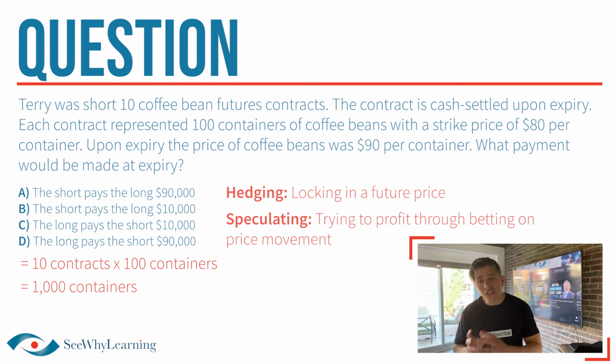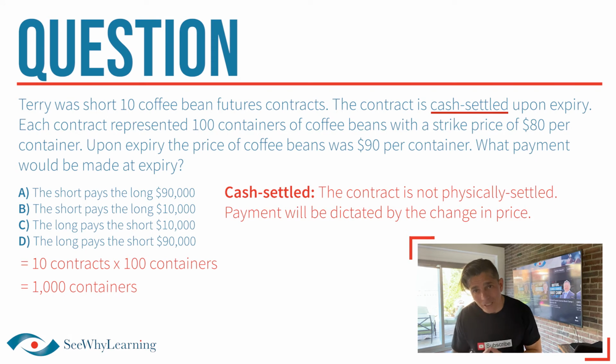Now, when a question says it's cash settled, what that means is it's not physically settled. It means actual beans are not going to change hands here. It's going to be cash settled. And really what they're going to do is look at how much the price changed by, and that is what is going to dictate the payment that will need to be made from one party to the other.